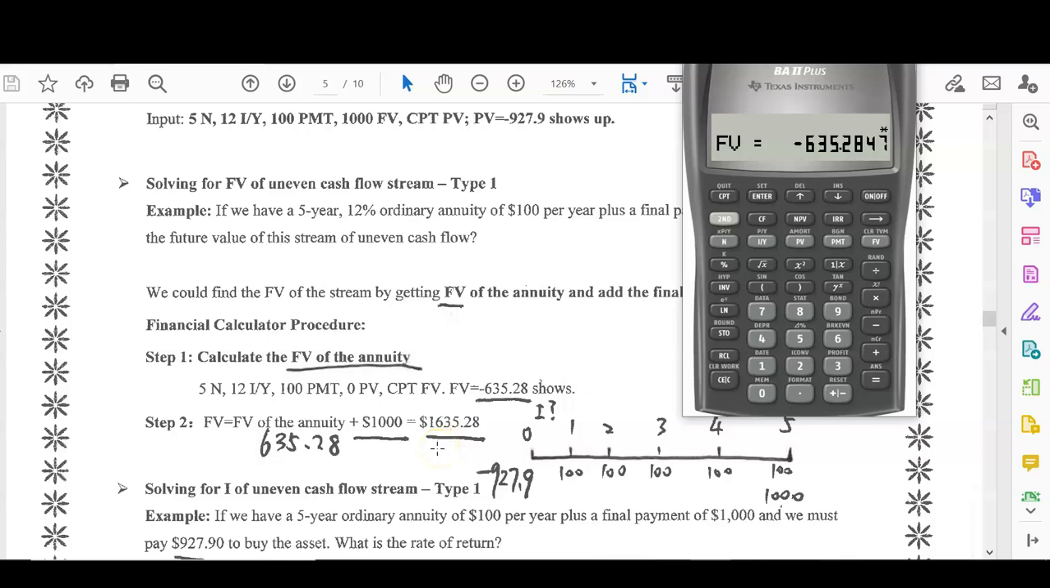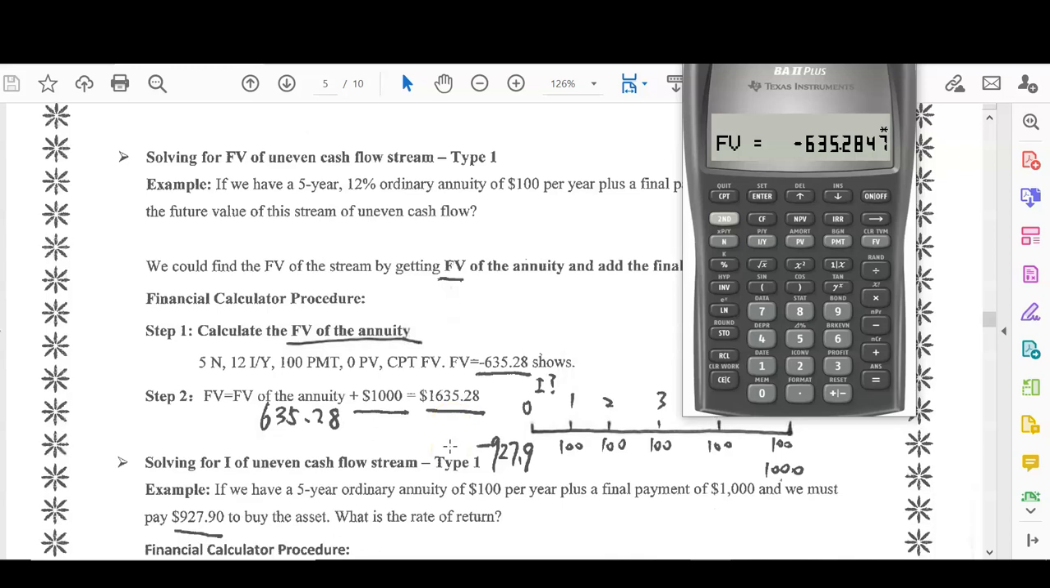Okay, so that's the future value of this type 1 uneven cash flow. What if we know the same uneven cash flow and we know this 5-year annuity of 100 plus 1,000 is worth 927.9 today? What is the rate of return? Okay, still type 1 uneven cash flow. We're looking for the interest rate this time.